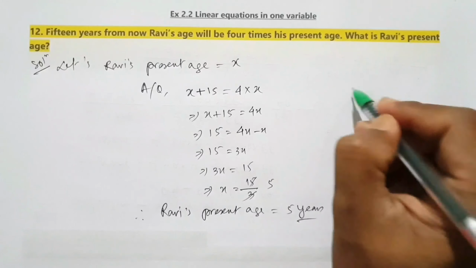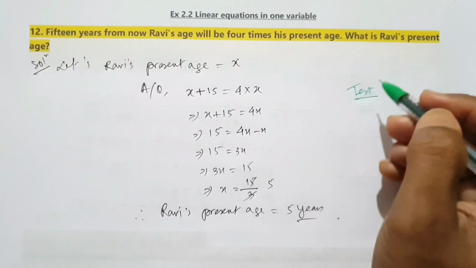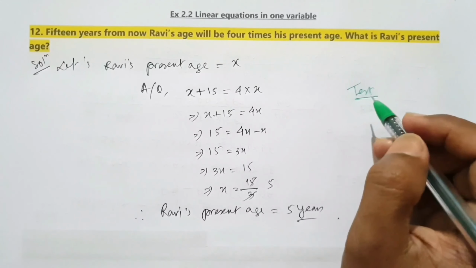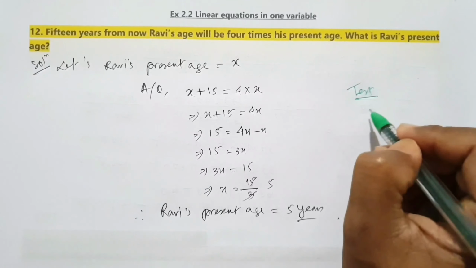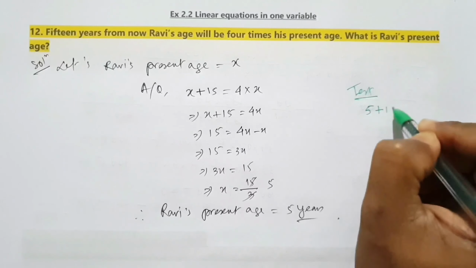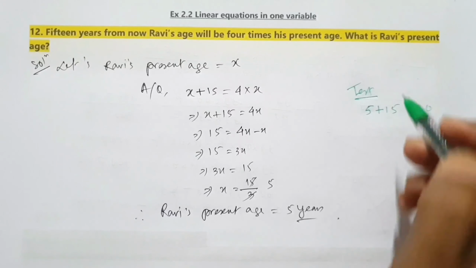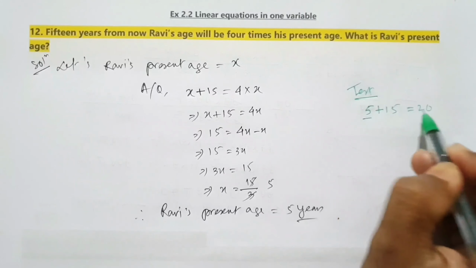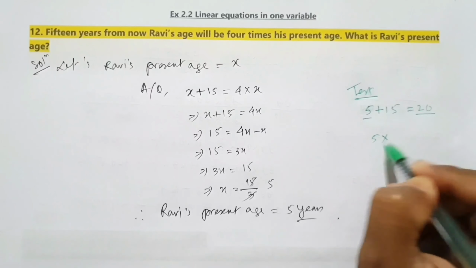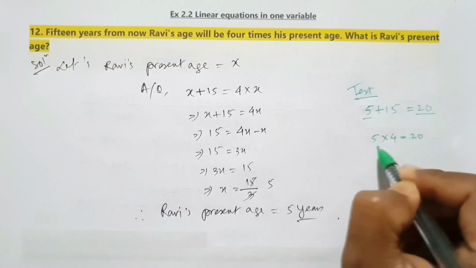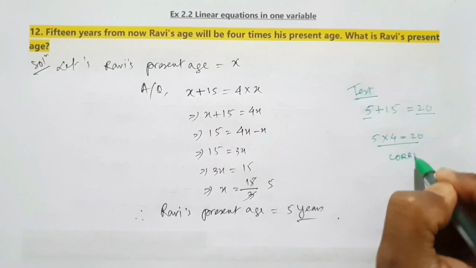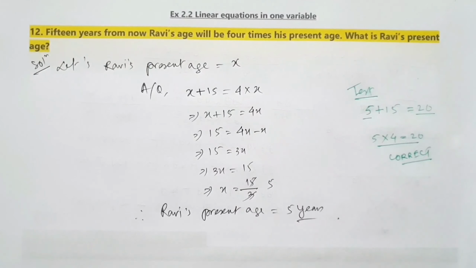Let's test whether the answer is correct or not. They said 15 years from now, Ravi's age will be 4 times his present age. That is, present age is 5. 15 years from now means plus 15, which becomes 20. So current age is 5, and after 15 years it becomes 20. It means that 4 times 5 is nothing but 20. So if we compare with our question, our answer is absolutely correct.